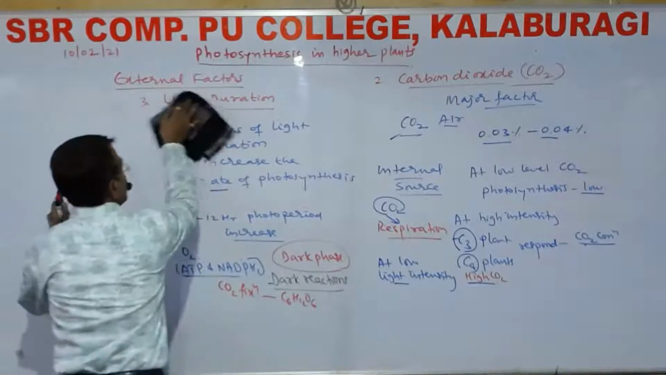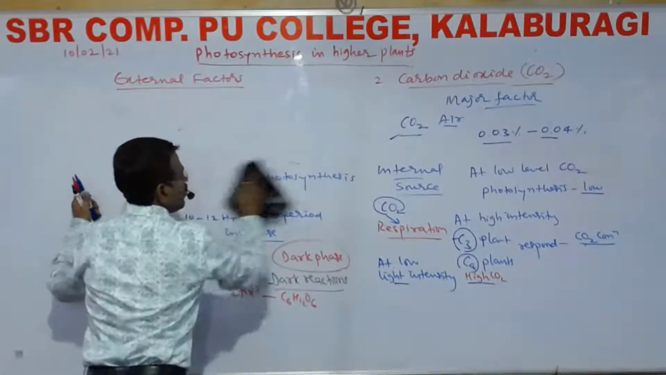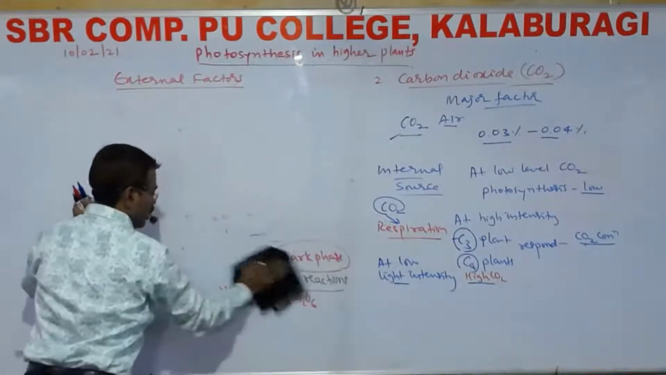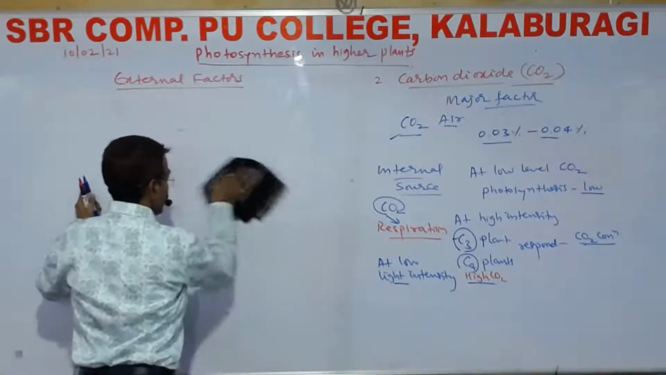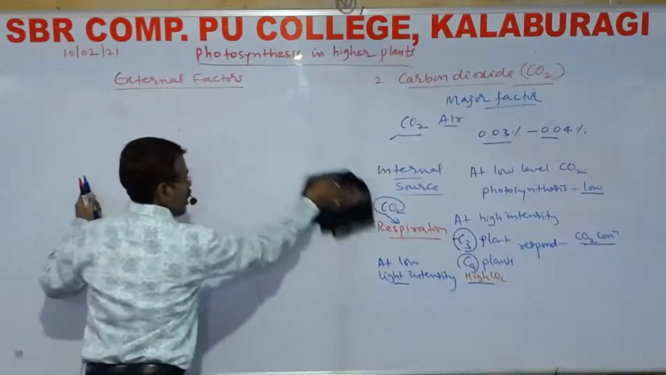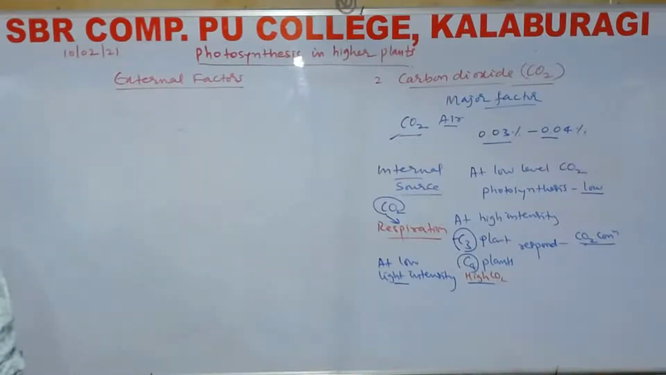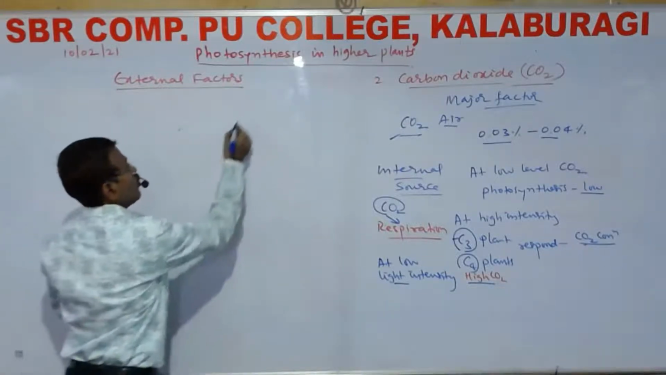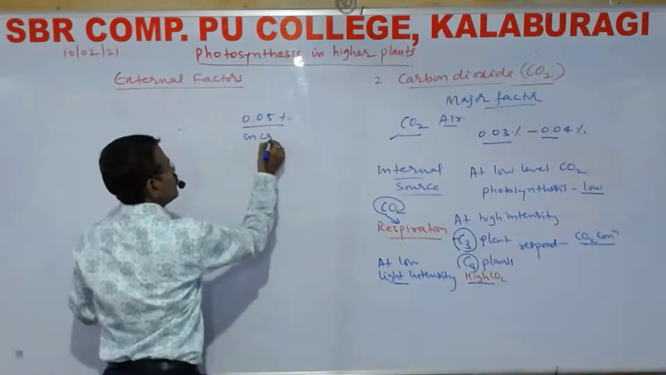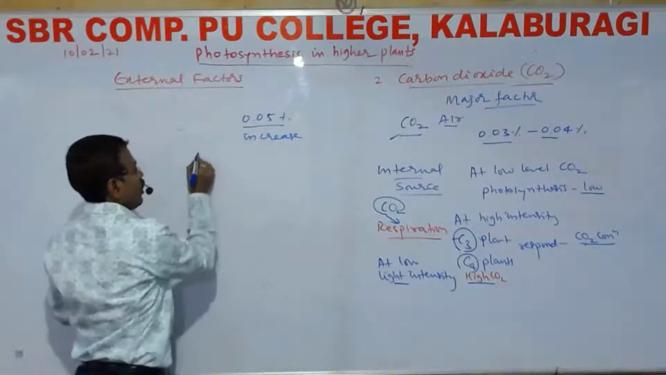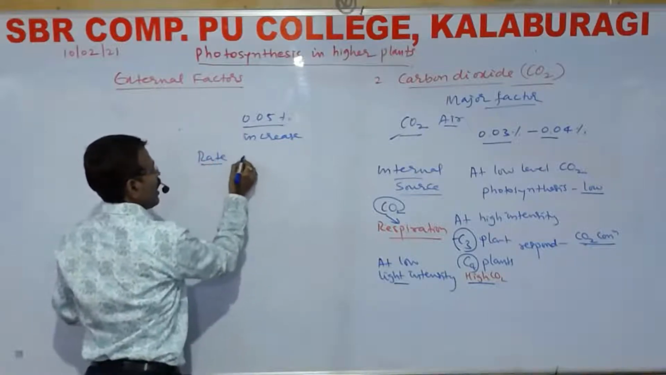So usually, if you increase the carbon dioxide concentration, the rate of photosynthesis can be high in C3 plants. They respond in a proper way to increased carbon dioxide concentration. Up to say 0.05%, the rate of photosynthesis can increase.